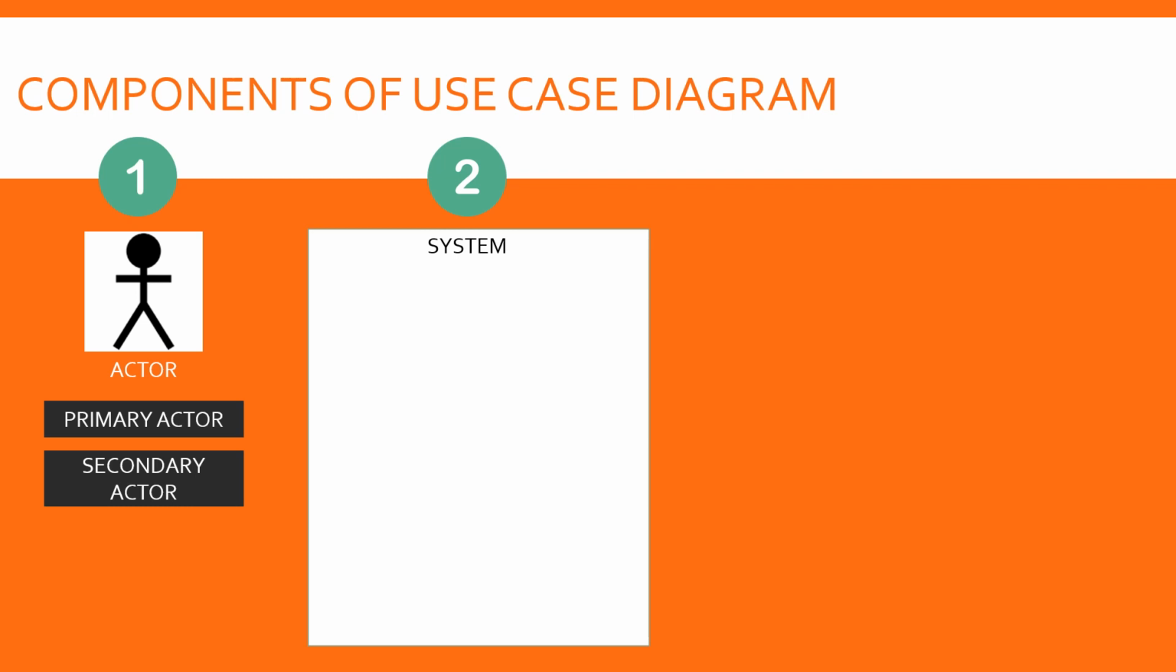Component number two, system. System is a solution which you are developing. It can be a website, application, or a software component. It is represented by a rectangle with the name of the solution at the top. Number three, use case.